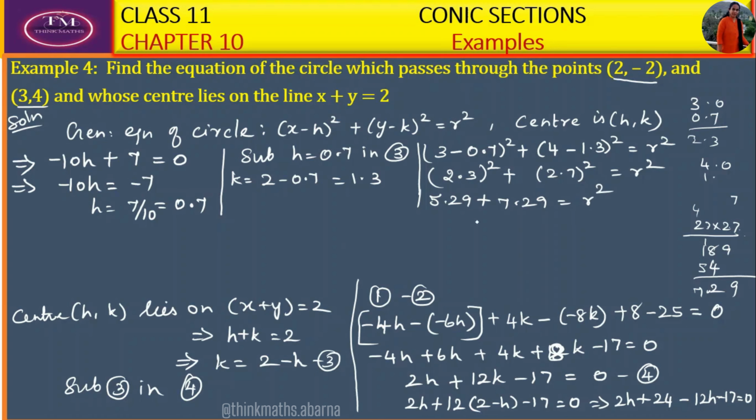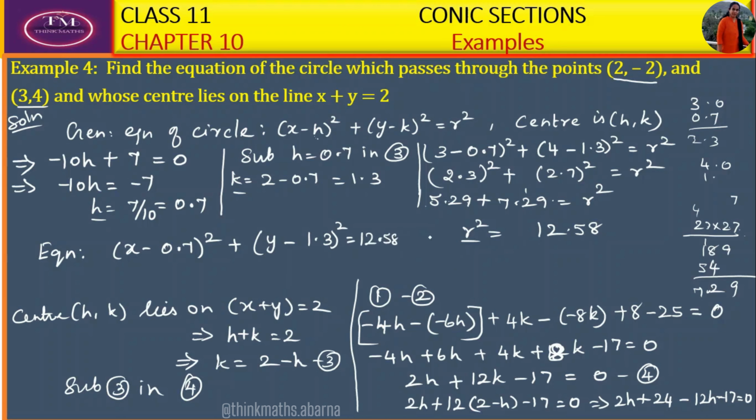Now we have to add. So r square will be: 9 plus 9, 18, balance 1; 2 plus 2, 4, 4 plus 1 it is 5; and 5 plus 7 it is 12. So r square equal to 12.58. So we found h, we found k, we found r square. Therefore we can substitute in this equation. Therefore the equation of the circle is x minus 0.7 whole square plus y minus 1.3 whole square equal to r square, which is 12.58. So this is the required result.